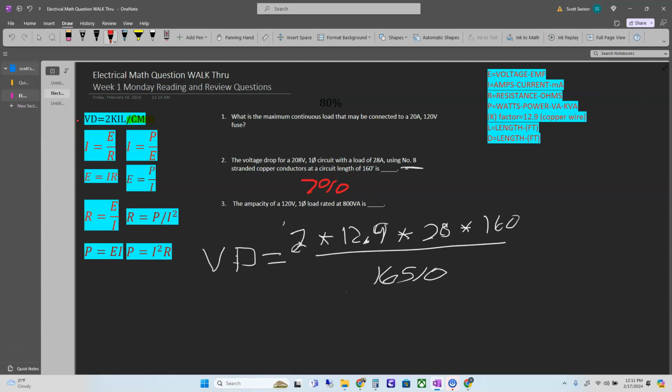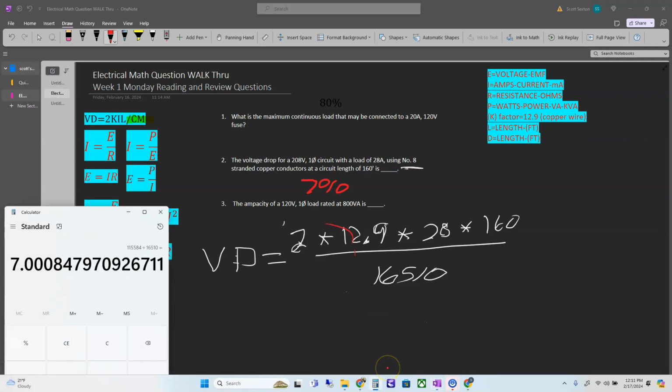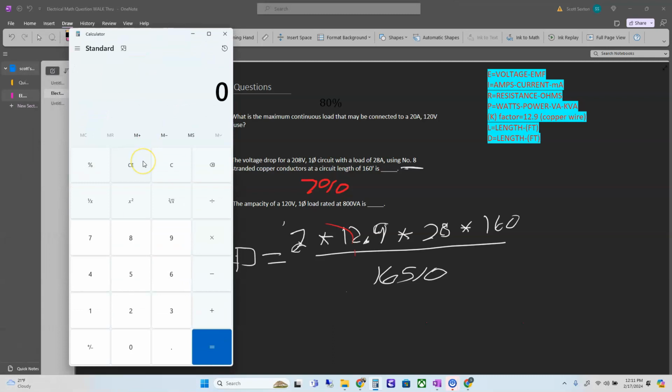Well, what does that mean? If I'm sending 208 volts out, let me bring this up here so we can play with it. I like playing with the calculator. So if I'm sending 208 volts out, minus 7%, I'm going to lose 14.56 volts. So let's do that math to see what I'm going to get out there. It's 208 minus 14. I'm going to get 194 volts.